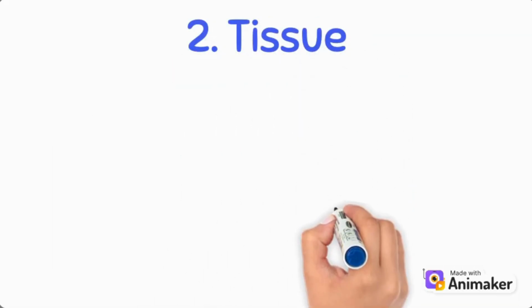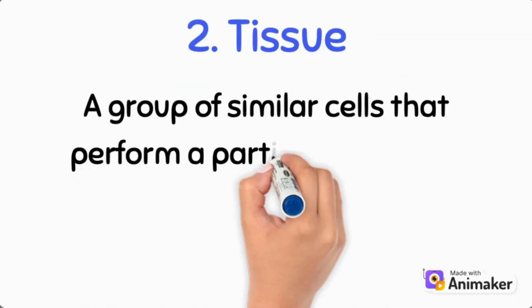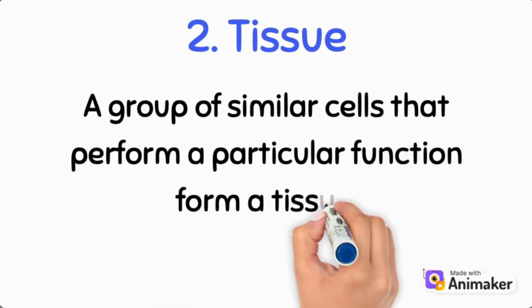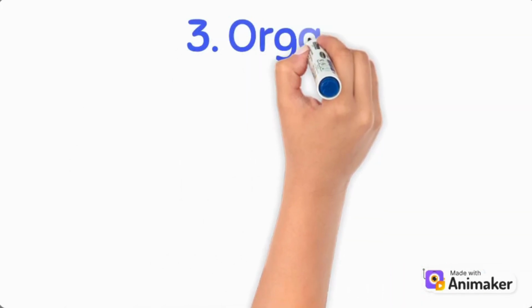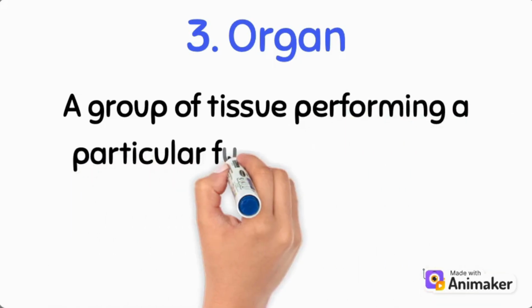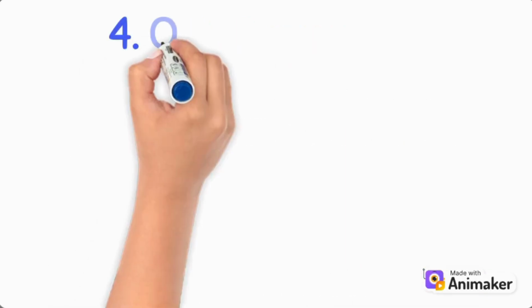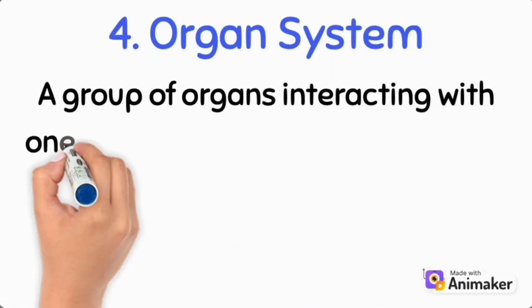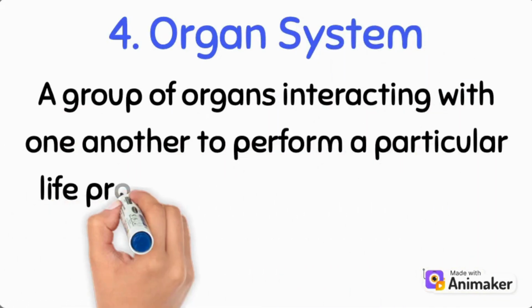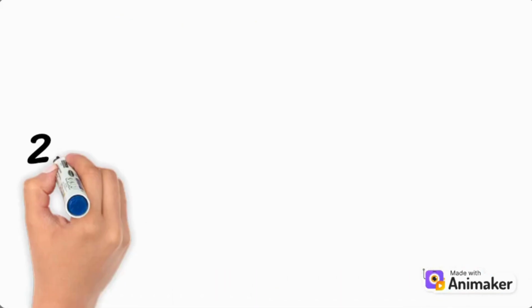Tissue. A group of similar cells that perform a particular function form a tissue. Organ. A group of tissues performing a particular function inside the body form an organ. Organ system. A group of organs interacting with one another to perform a particular life process such as digestion and respiration form an organ system.